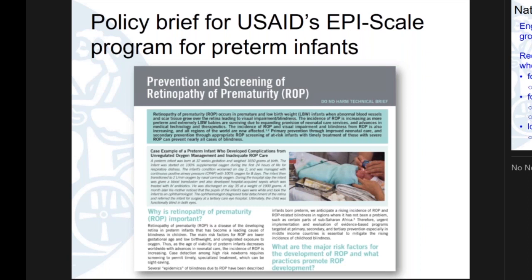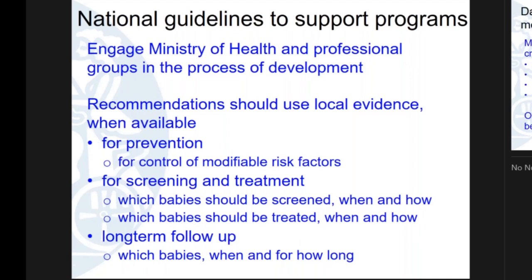treatment. National guidelines are also very important to support programs, and these should be developed engaging the Ministry of Health and professional groups and those with expertise in prevention and treatment of RoP, and the recommendations should use local evidence for prevention, for screening and treatment, and which babies should be followed up.